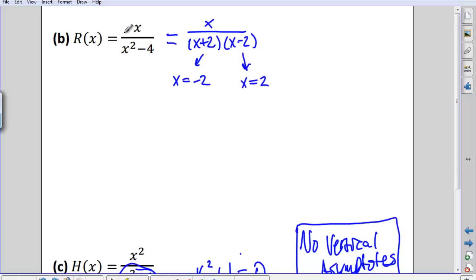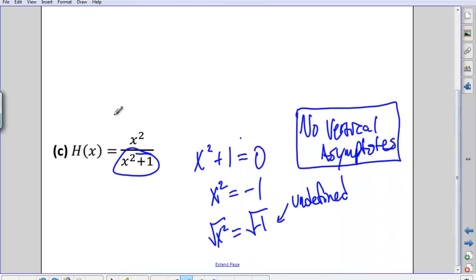Part B here is proper. The numerator's degree is 1. The denominator's degree is 2. So this is proper. We can't say the same for C. Here the numerator's degree is 2, and the denominator's degree is 2. Both have the x squareds, so this would be improper. If the numerator's degree is less than the denominator's degree, it's proper, otherwise it's improper.